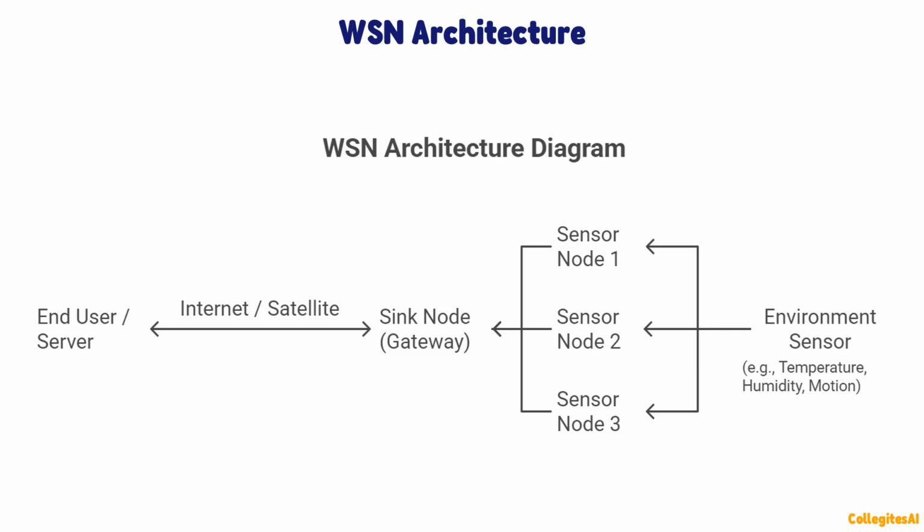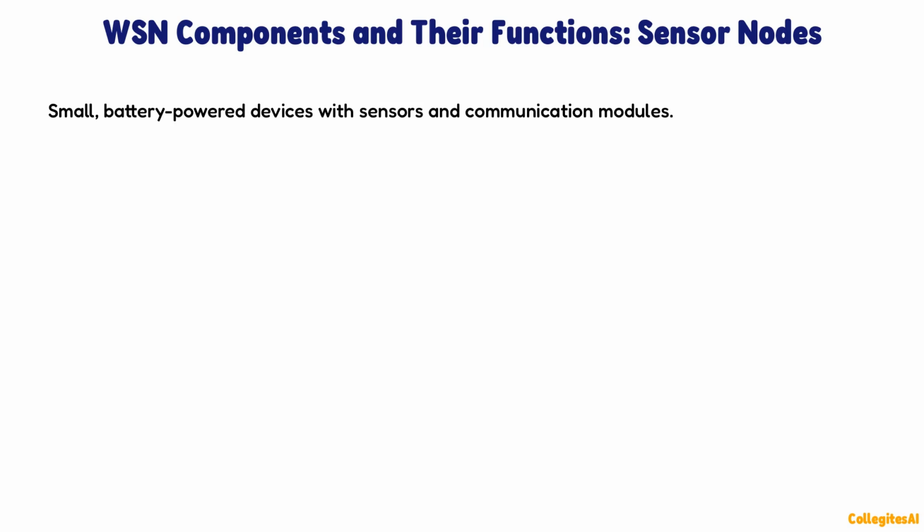The network infrastructure facilitates data routing between the nodes and the sink. Finally, the user interface allows users to monitor and analyze the collected data. Let's delve deeper into the components, starting with the sensor nodes.